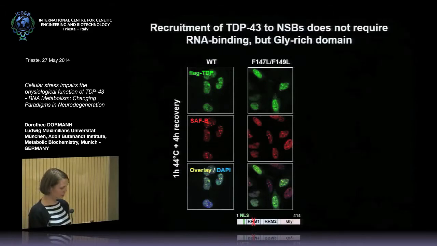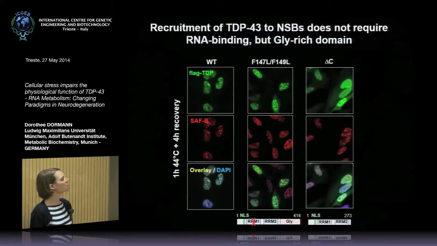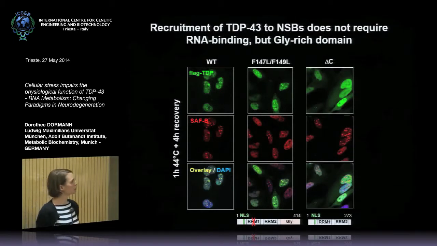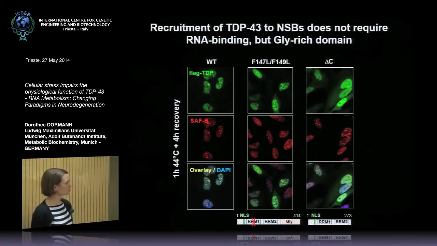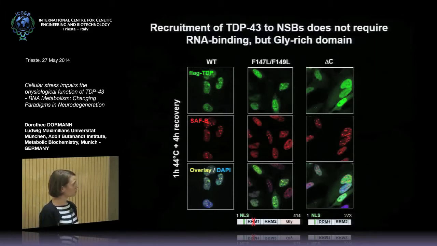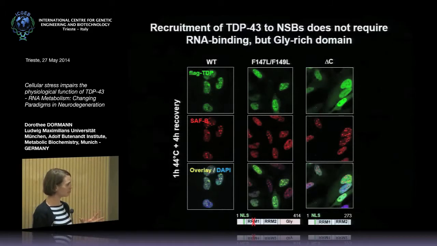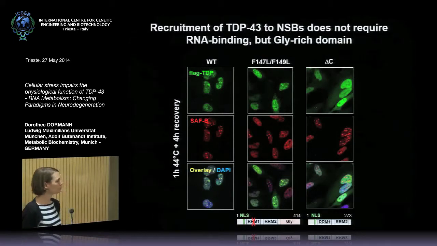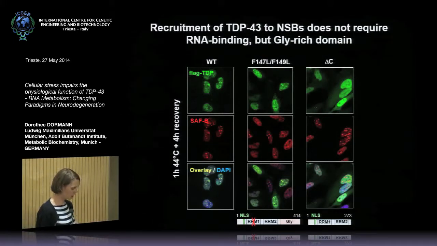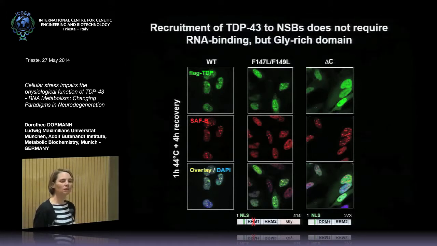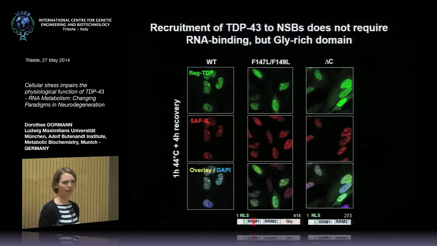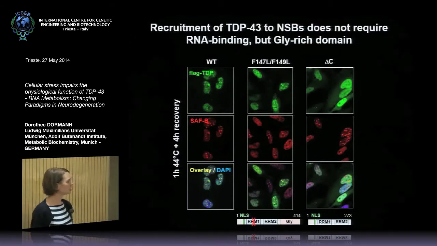And what we observed, and also what Bob Balow has already reported, is that the C-terminal region of TDP-43 seems to be essential, so this glycine-rich domain. So this is a construct that lacks the C-terminal region of TDP-43, and you see that in our cell recovery experiment, a stress recovery experiment, this mutant remains completely homogeneously distributed, so it fails to go into nuclear stress bodies. So recruitment of TDP into these nuclear stress bodies is clearly mediated by the C-terminal domain.